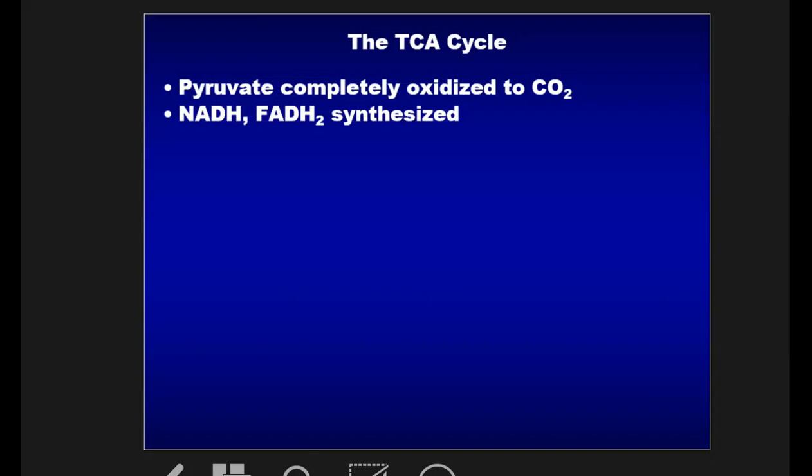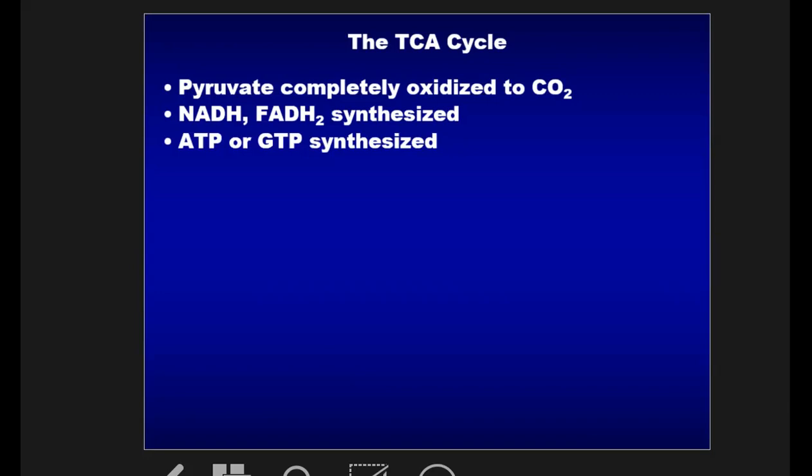Then we also see in the TCA cycle that these energy carriers or reducing agents get made, which is good. This is a good thing for the microbe. NADH and FADH2 get synthesized. And then during the TCA cycle, we see that ATP, or depending on the microbe, they might make GTP, guanosine triphosphate, which can get converted to ATP really easily. So we pretty much just say ATP gets made during the TCA cycle, and we're good with that.